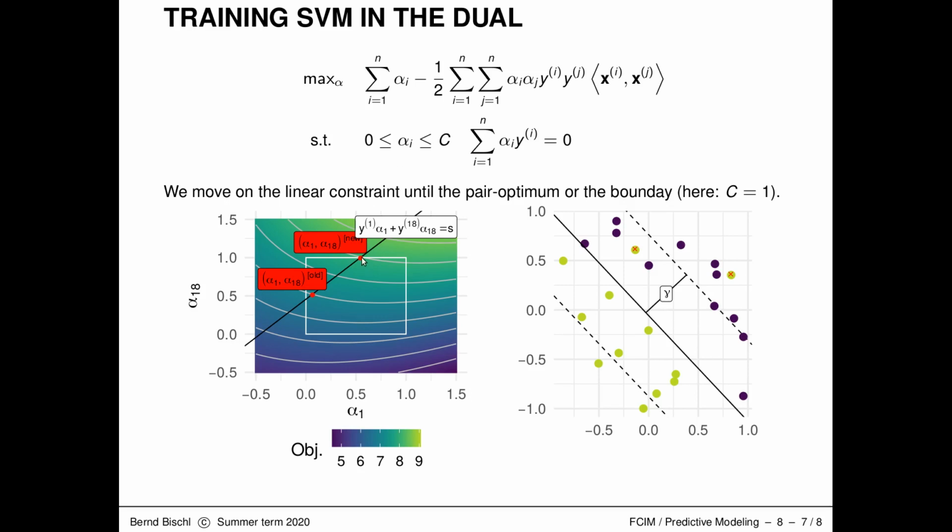So actually it is alpha 18 which is now 1, and we cannot increase further, so we have to stop here. And that's basically it. This is what we do to optimize a pair. So we optimize on this line here. We have to respect the box constraints, and we have to optimize on this line here as much as we can by not leaving the box.